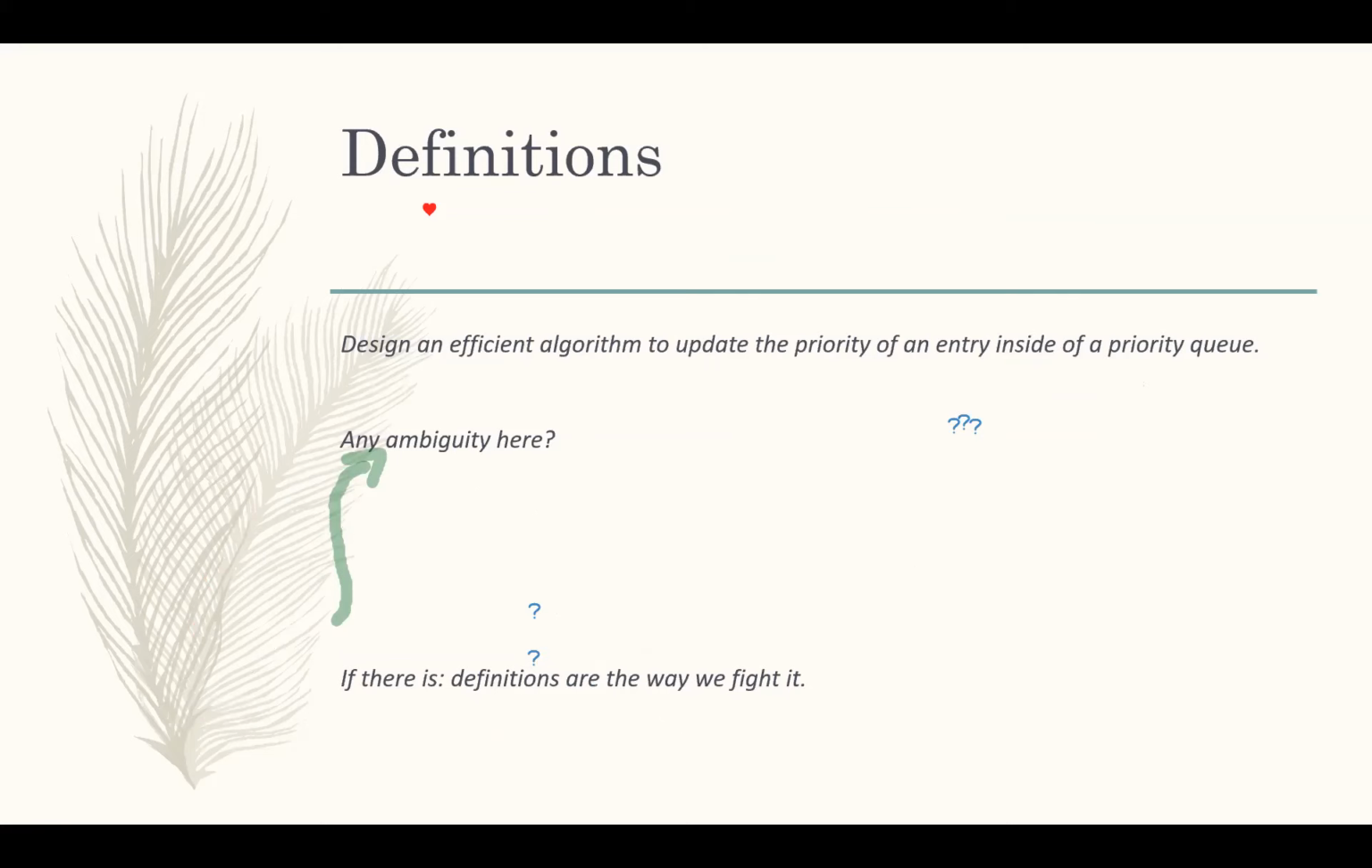Let's see here. So we already talked about there are some ambiguities here, right? I think we already highlighted them. We're not sure about efficiency. We're not sure about the priority queue. So efficiency, I think we'll handle that in metrics, right?